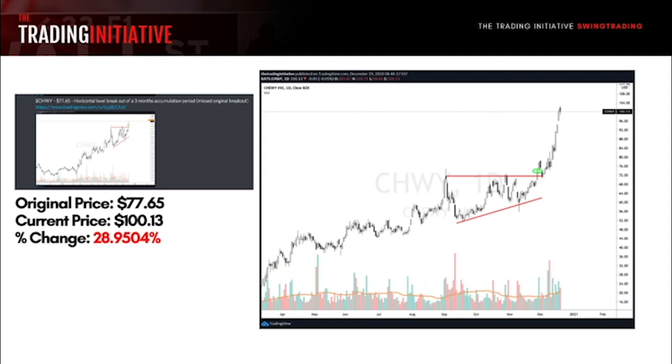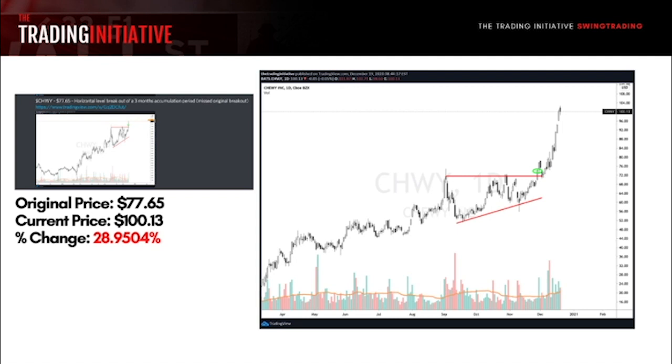Now, I'm going to be honest with you. I have no idea what Chewy is. I don't know anybody that buys from Chewy, but I don't care. If the chart says buy, I buy. That's it. I have zero feelings about this, and I will cut it when it loses.